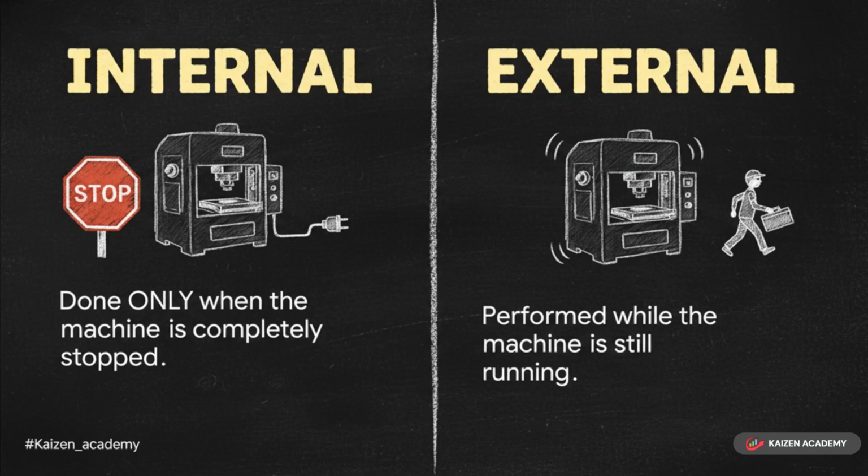Internal setup operations are those tasks that can only be done when the equipment is completely stopped. For example, physically removing the old die from the press and inserting the new one. External setup operations, on the other hand, are tasks that can be performed while the machine is still happily running and producing parts. Think about transporting the new die from the tool room to the machine side, or grabbing the right bolts and wrenches. You literally don't need to stop the machine to go look for a wrench.